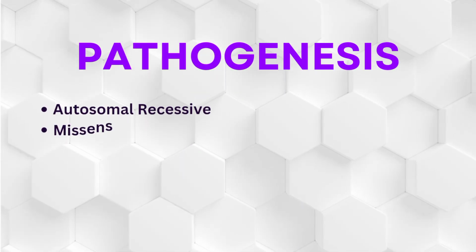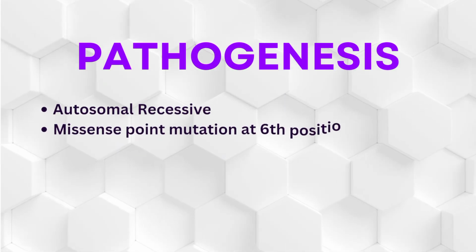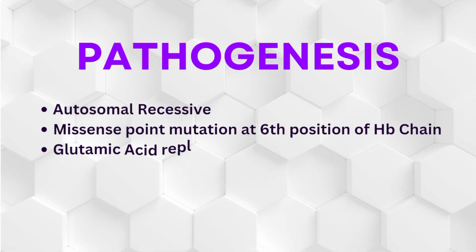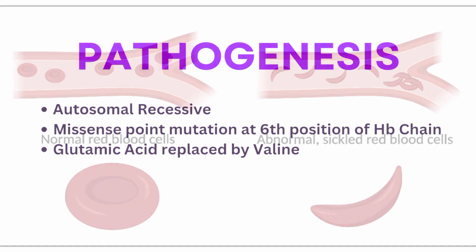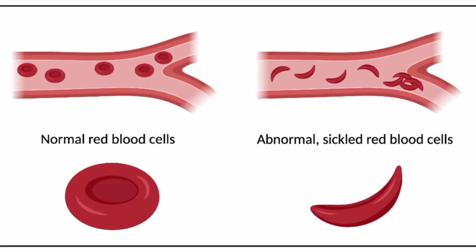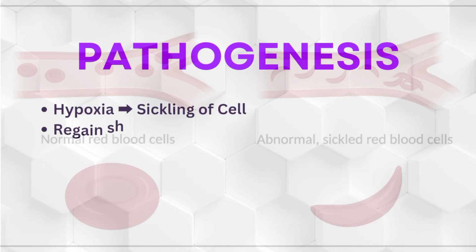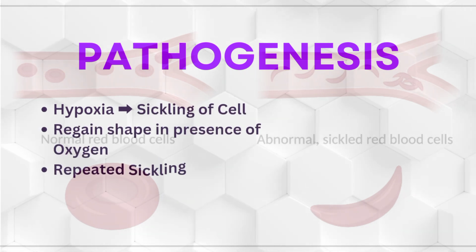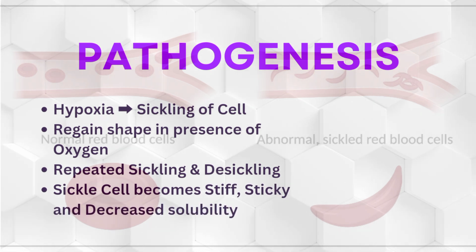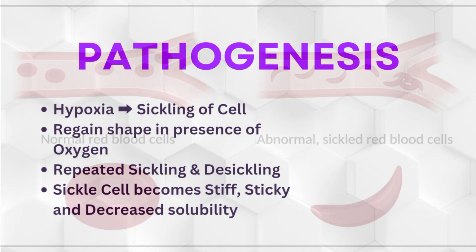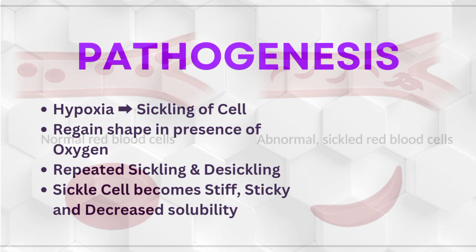Pathogenesis. It is an autosomal recessive disorder. Missense point mutation at 6th position of beta hemoglobin chain. Glutamic acid replaced by valine. Thus it changes to HbS. Whenever there is hypoxia, sickling of RBC occurs, which regains its normal shape in presence of oxygen. Thus there are repeated cycles of sickling and desickling, due to which RBC becomes stiff, sticky, and their solubility decreases.